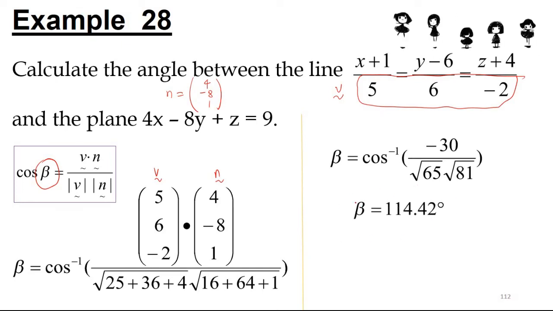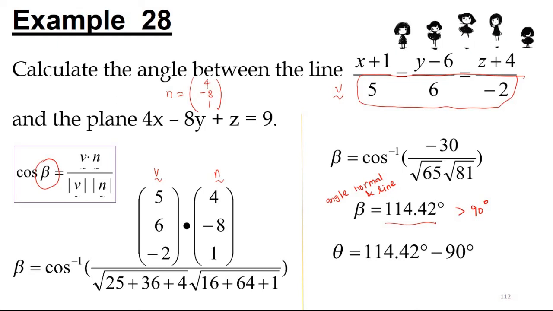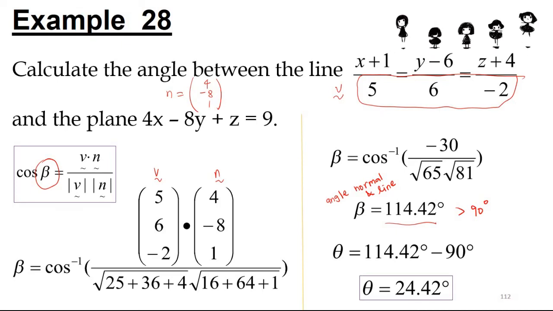Tapi ni saya kata ini adalah angle antara normal dan juga line. Ini angle normal dan line. Bukan plane dan line. So, kita nak plane dan line. Bila kita nak plane dan line, this one is greater than 90 degree. So, bila dia greater, maksudnya dialah yang tolak 90. So, barulah awak akan dapat theta itu. So, theta should be 24.42. So, that one is example 28.